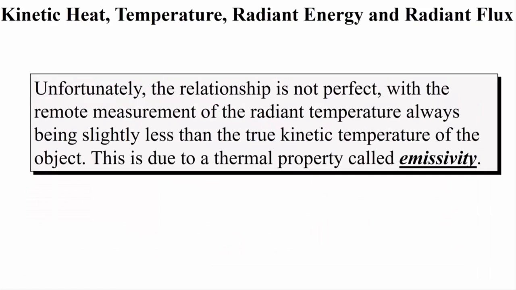Now, unfortunately, the relationship between the kinetic temperature and the radiant temperature is not perfect, with the remote sensing measurements of the radiant temperature always being slightly less than the true kinetic temperature of the object. This is due to the thermal property, which is also known as emissivity.